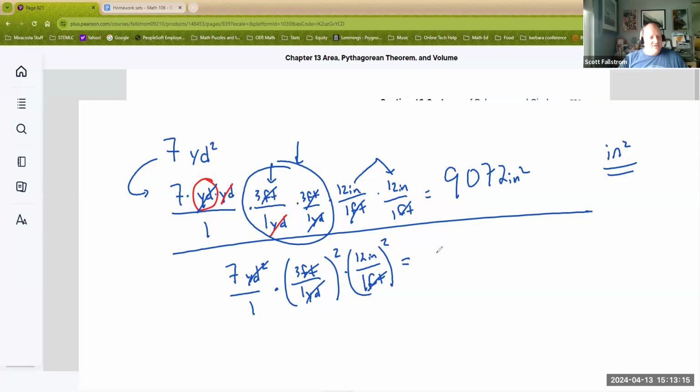And this one could be a little quicker because now in my calculator, again, if you're using that scientific calculator, if not, use your phone sideways and just type in 7 times 3 squared times 12 squared, and you get the same answer of 9,072.